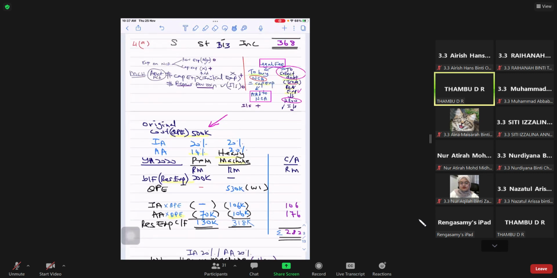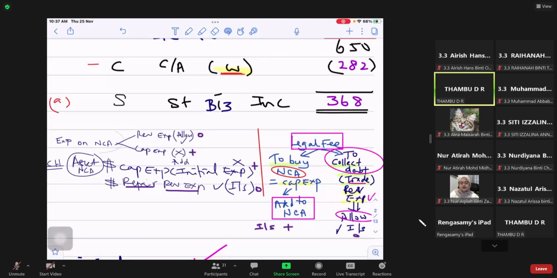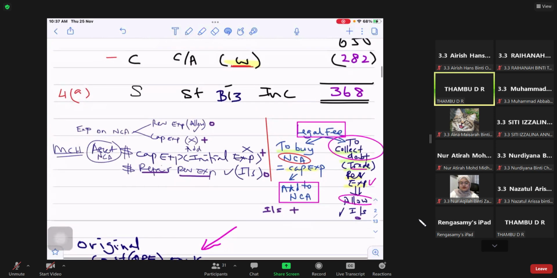If you look here, any expenditure on non-current asset, revenue allow, capital add back. Any capital expenditure on the asset, initial you add to asset. So income statement we cannot allow, add back. Repair we allow. Legal fee to buy asset, add to asset. Income statement you cannot put on the debit side, take it out. So income statement you debit, I credit.